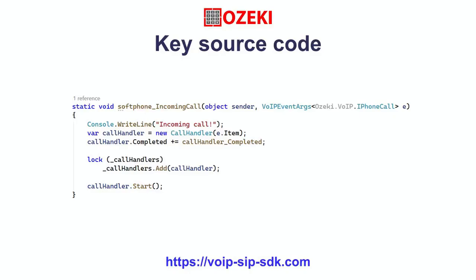The core of this example is the soft phone incoming call method. Every time a new call arrives, it creates a fresh call handler for that call alone, subscribes to its completed event, and adds it to a shared lock-protected list before starting it.